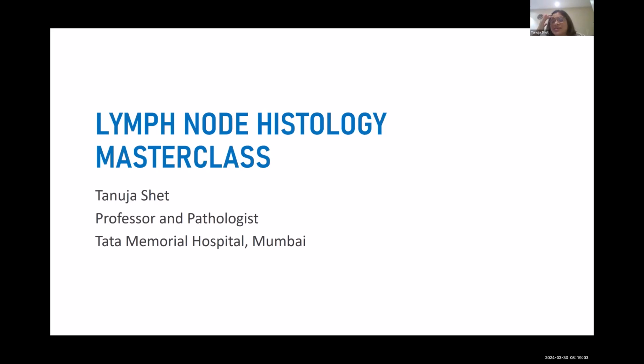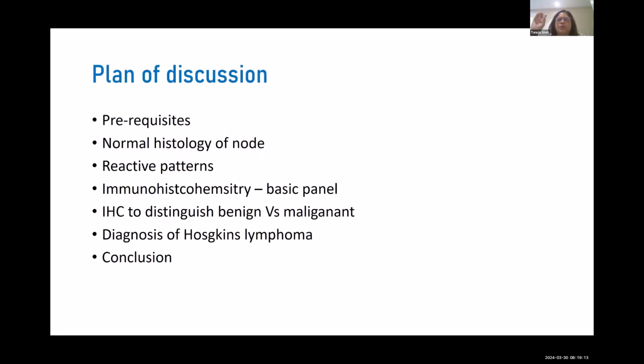I call it a master class, but it's actually just a few cases to understand what it means when we in pathology do lymphoma pathology. The first few slides will be the prerequisite, the normal histology of nodes. Then I'll discuss a little bit of reactive patterns and how they mimic lymphomas, a basic immunohistochemistry pattern, benign versus malignant. I'm sorry, this slide is from Hodgkin's, but it is non-Hodgkin's lymphoma, and a little bit of conclusion.